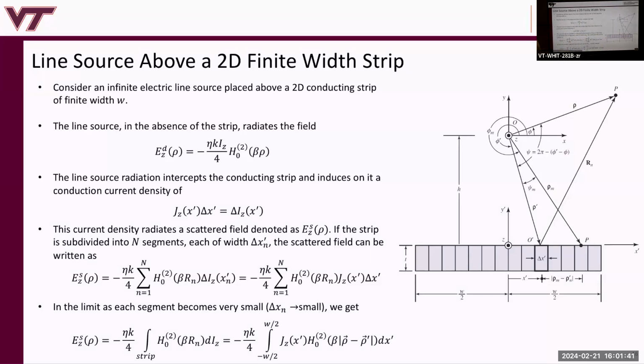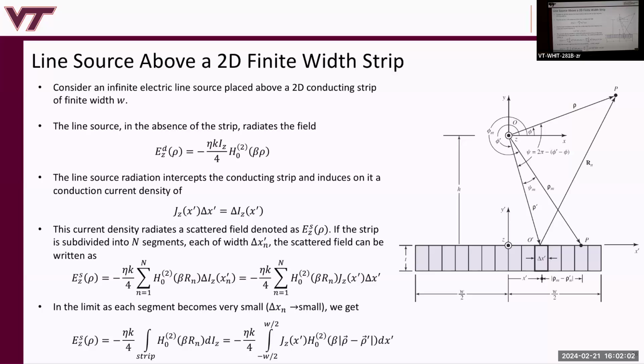Why can we get away with the infinitely thin? Why is it the exact same solution? Maybe not the exact same for large thicknesses, but there's no field inside, right? Nothing can get inside of a PEC. Very good. All right, so let's go ahead and continue with this problem.